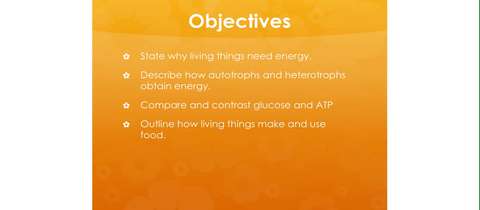So let's go ahead and talk about the objectives first. After this video, you should be able to state why living things need energy. You should be able to describe how autotrophs and heterotrophs obtain energy. You should be able to compare and contrast glucose and ATP. And finally, you should be able to outline how living things make and use food. So we will go through all of these things in class and a little bit on this video. I will be adding notes in class, so make sure you leave some space throughout each slide.